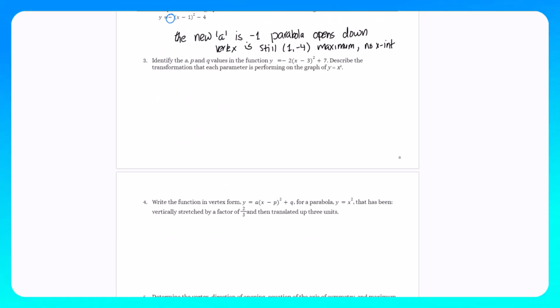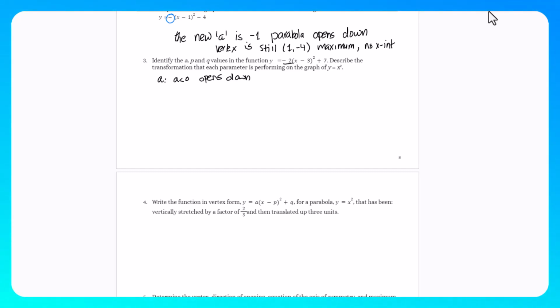Okay, let's look at 3. Identify a, p, q values in the function y equals -2(x minus 3) squared plus 7, and describe the transformations that each parameter is performing on the graph y equals x squared. Well, the first thing is that with the a value, it's positive, so it opens up. Oh, sorry, it's negative, so it opens down. Let's change that.